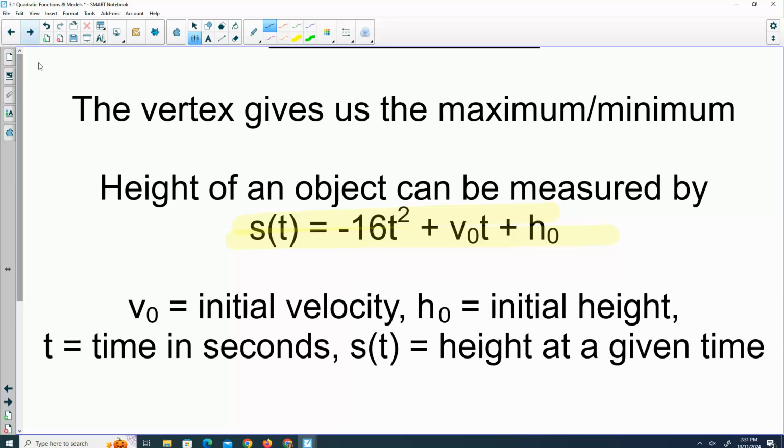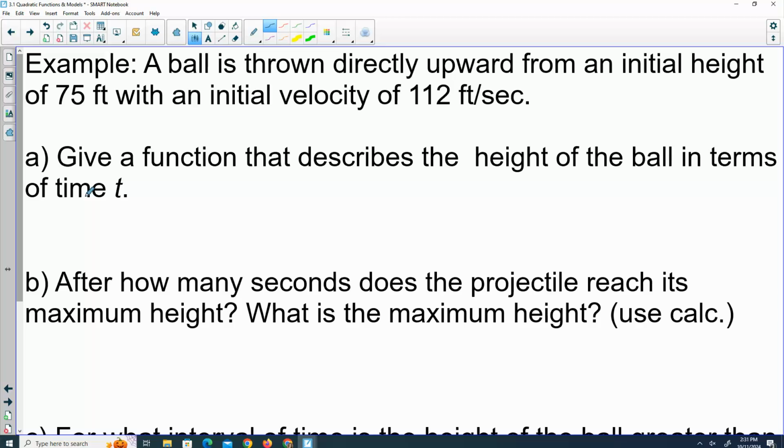So let's take a look. I don't know how many examples I put on this one. Did I just do one? So one with multiple parts. So we'll go ahead and do just this one. I had some more, but I'm only going to do one for you. So a ball is thrown directly upward from an initial height of 75 feet with an initial velocity of 112 feet per second. Give a function that describes the height in terms of time t.